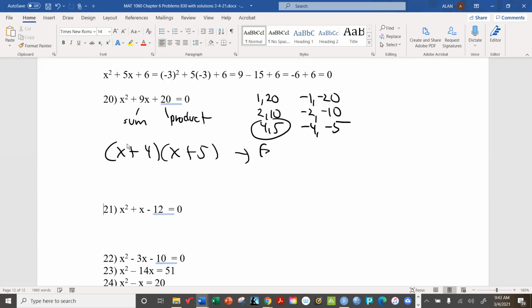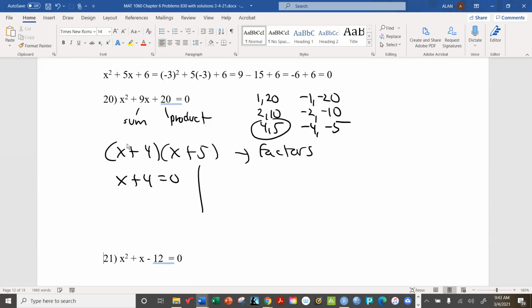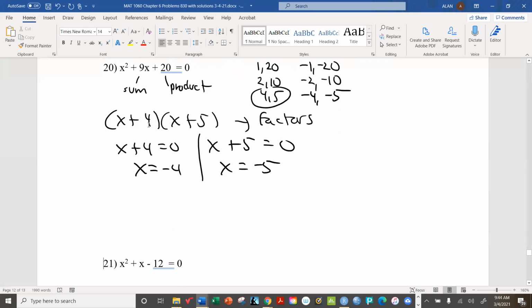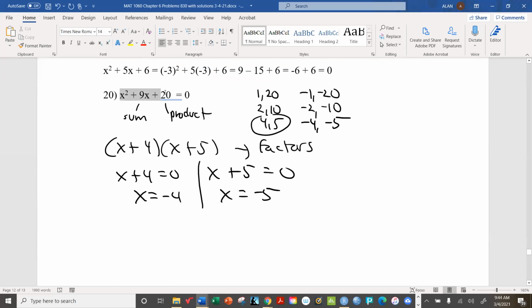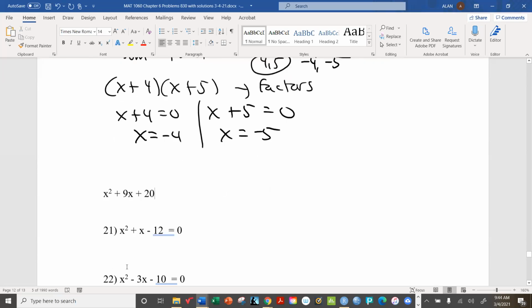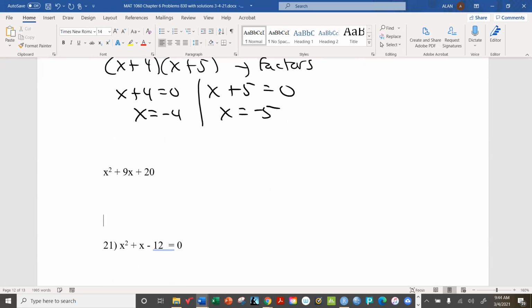So these are the factors, but we need the solutions as well. Sometimes it just asks for the factors. Here we do need the solutions, so it's pretty simple. Set these individually equal to 0, and you're done. Again, the double check is not absolutely mandatory, but I think it's a good idea. It's not just that you're making sure you got the right answer, it's that you're also getting more practice.